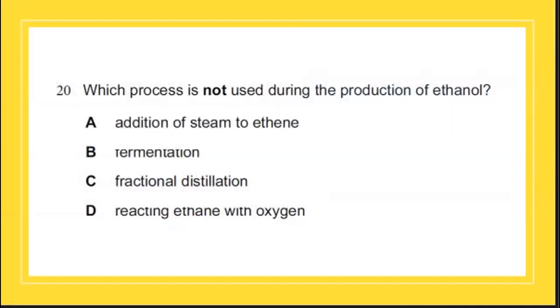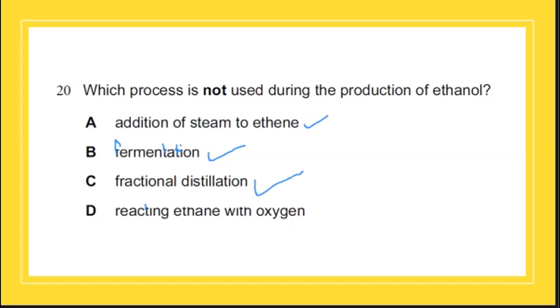Moving right along. Which process is not used during the production of ethanol? I do apologize for the letters not coming out yet. That's supposed to be fermentation. All right. So addition of steam to ethene. Yes, this is involved in the production of ethanol. Fermentation, yes, that is involved in the production of ethanol. Fractional distillation, yes, that is involved in the production of ethanol.